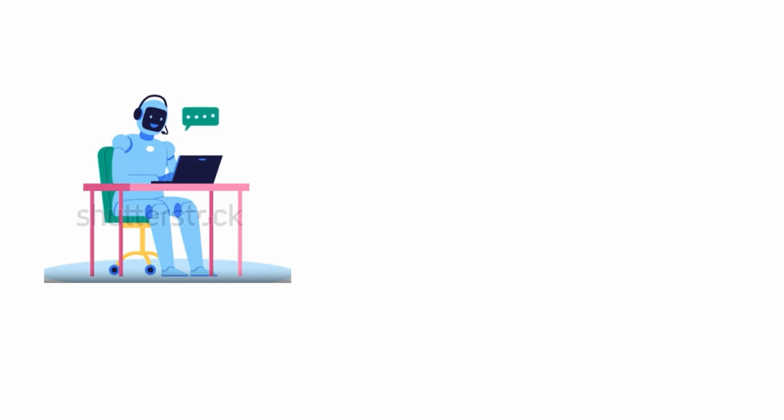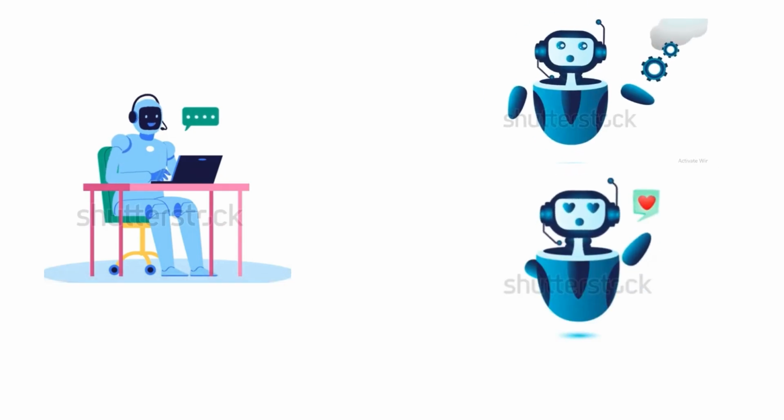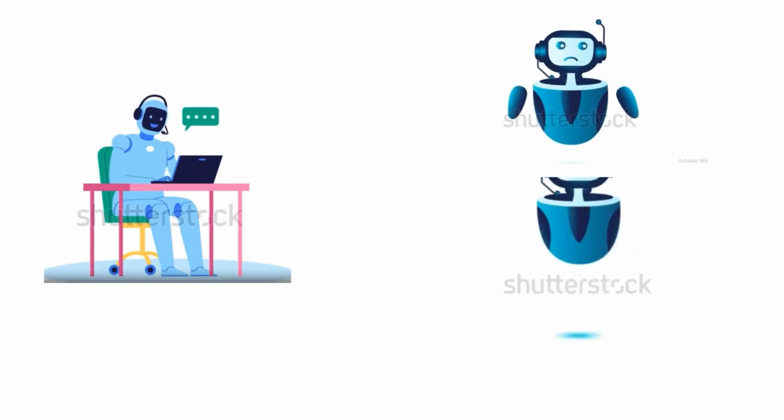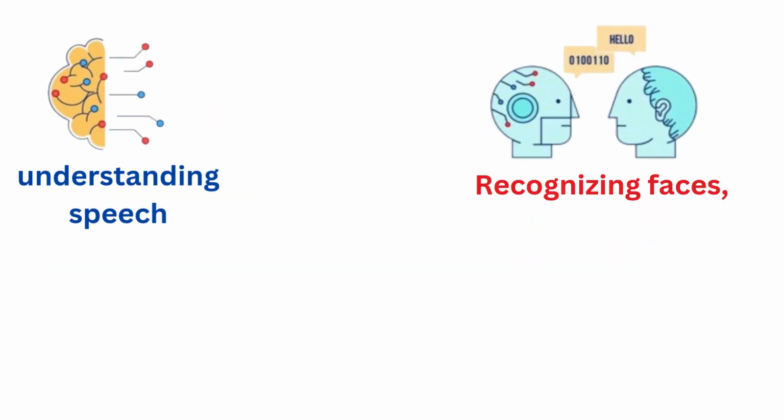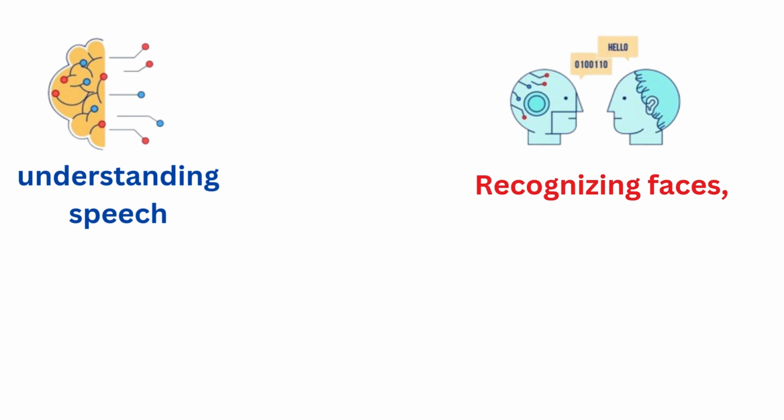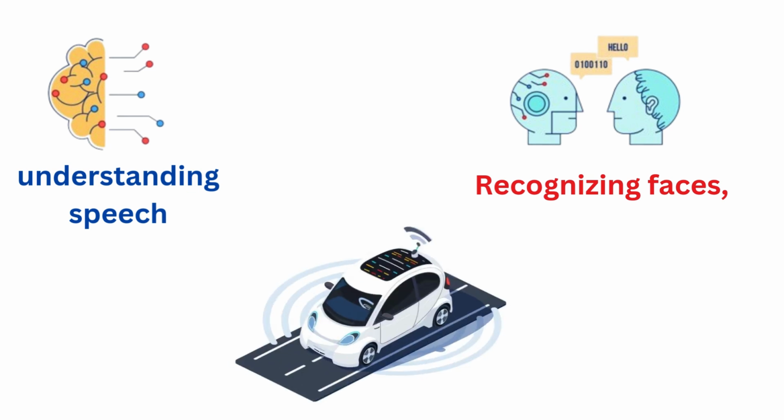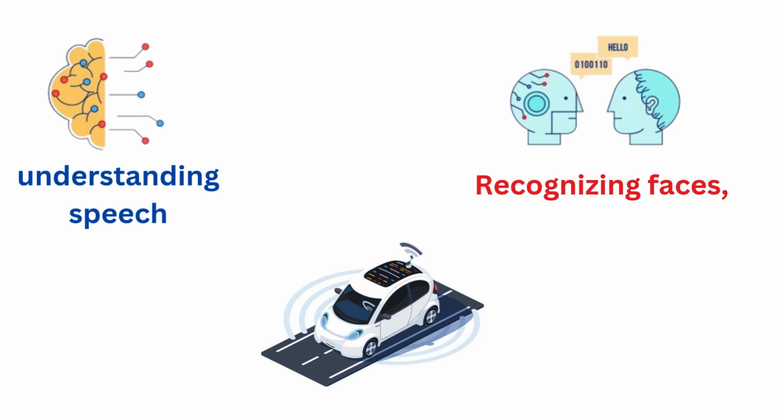Why is this important? If the AI does well on the test data, it means it has truly learned. If it fails, we might need to give it more training data or improve the way it learns. This is how AI learns to do things like recognizing faces, understanding speech, and even driving cars.